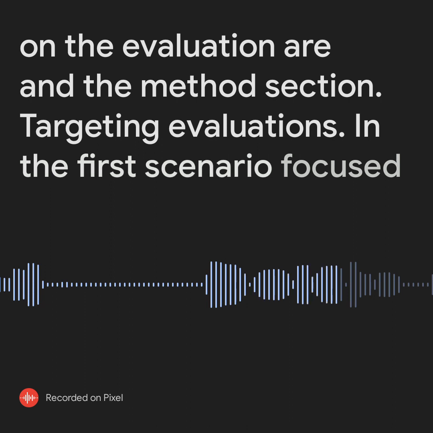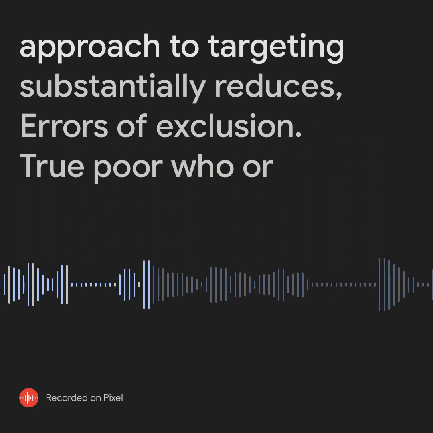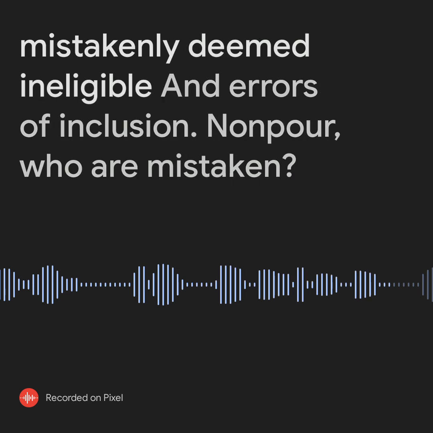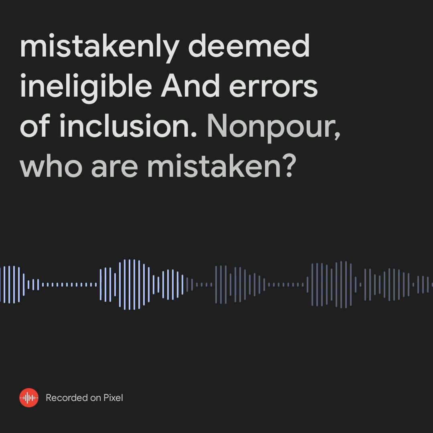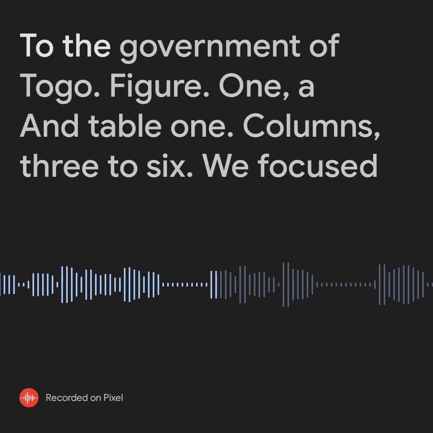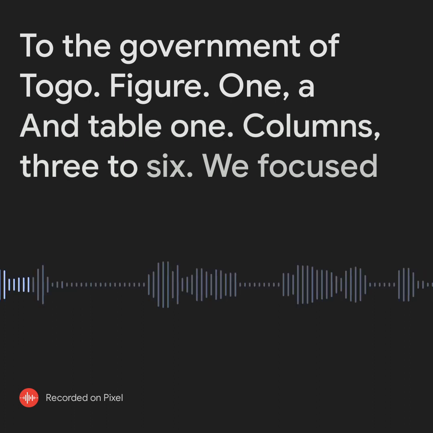In the first scenario, focused on reaching the poorest people in the 100 poorest cantons, we find that the phone-based approach to targeting substantially reduces errors of exclusion, true poor who are mistakenly deemed ineligible, and errors of inclusion, non-poor who are mistakenly deemed eligible, relative to the other feasible approaches to targeting available to the government of Togo (Figure 1A and Table 1, columns 3 to 6).